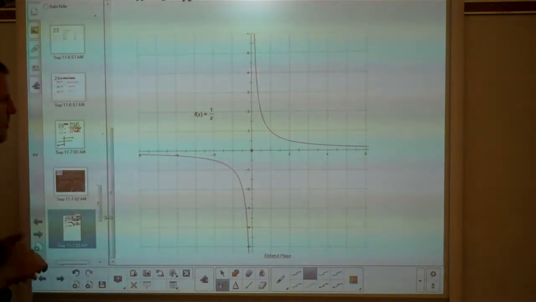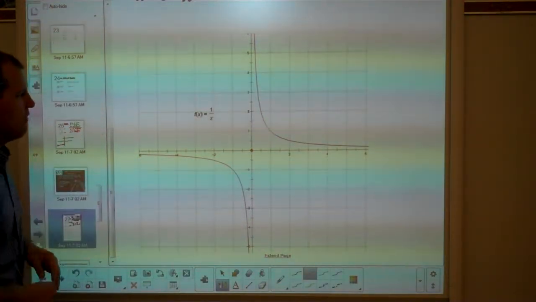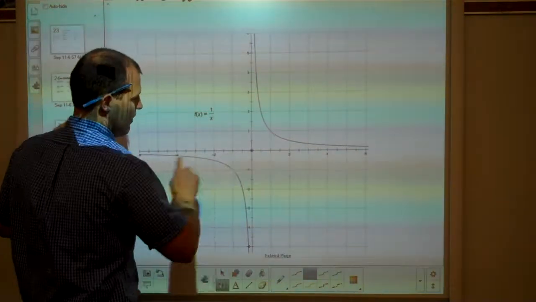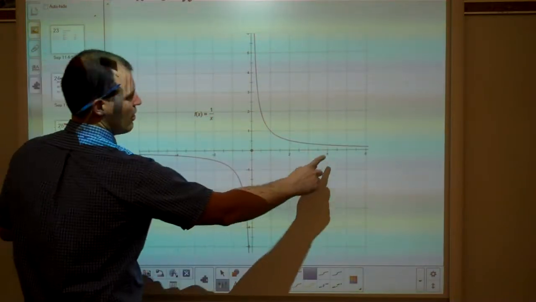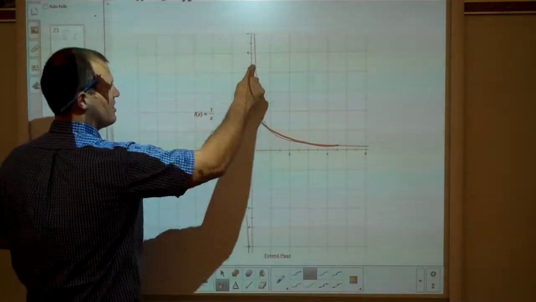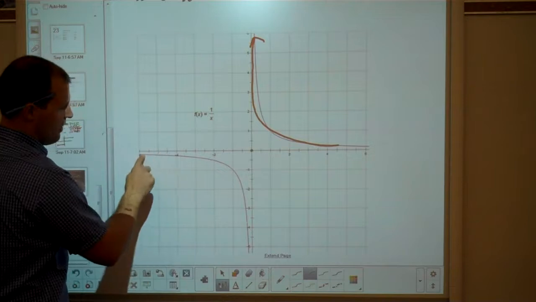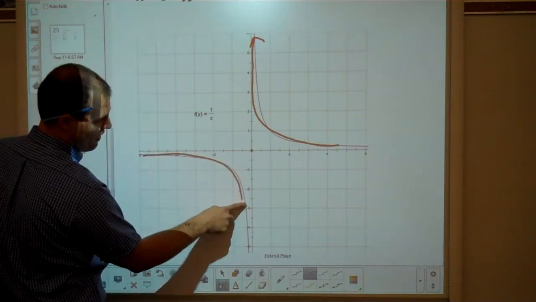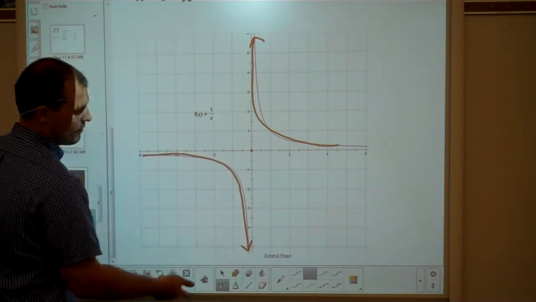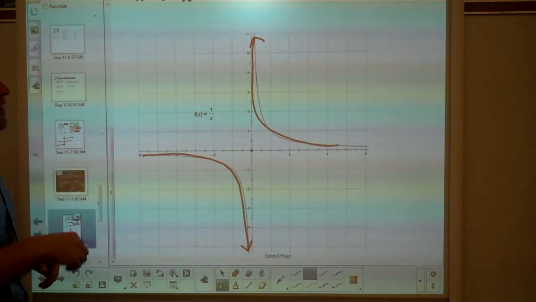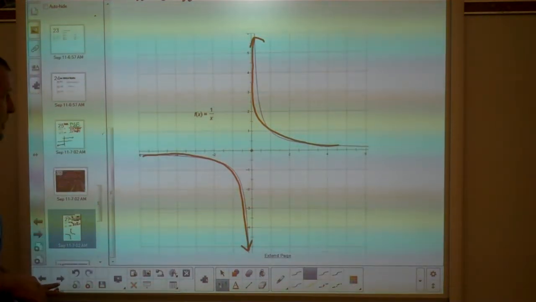Well, here's the graph. You may remember this reciprocal function. We've got our curve there, and as we approach 0 on this side, this is going up, that's the positive infinity. As we get closer and closer to 0, tracing from the left, it's going down, down, down, down to negative infinity. Okay, so that's why that's happening.